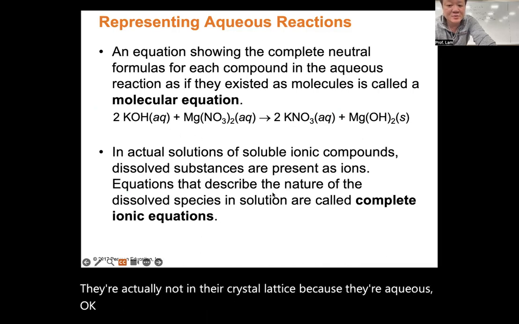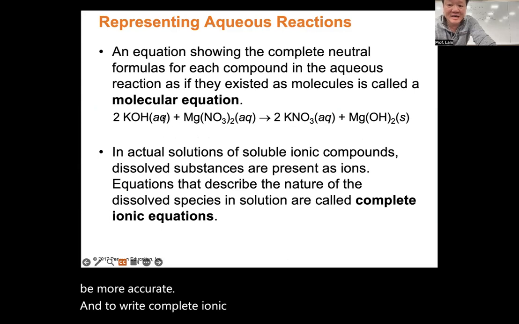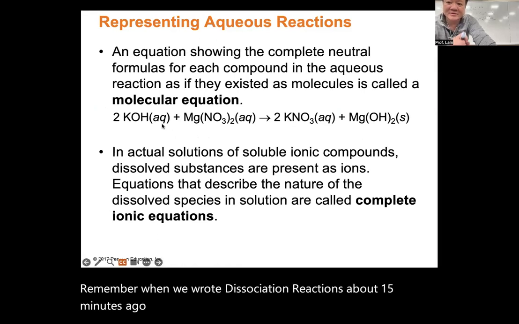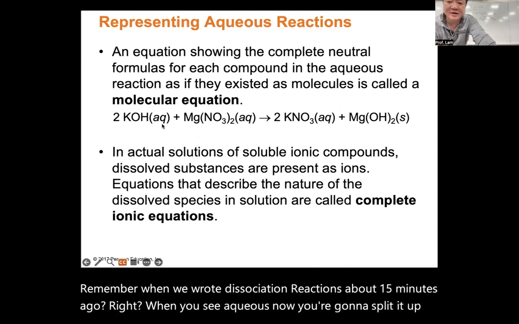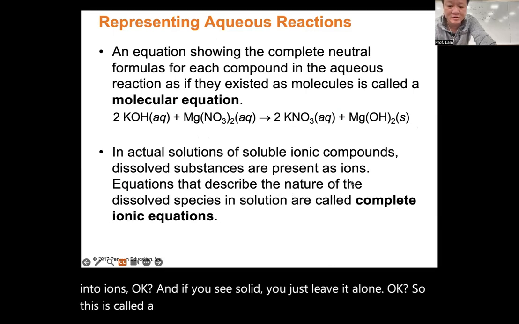So it's better to write what are called complete ionic equations to be more accurate. To write complete ionic equations, every time you see aq, you split it up. Remember when we wrote dissociation reactions about 15 minutes ago? When you see aqueous, you split it up into ions. And if you see solid, you just leave it alone. So this is called a complete ionic equation.